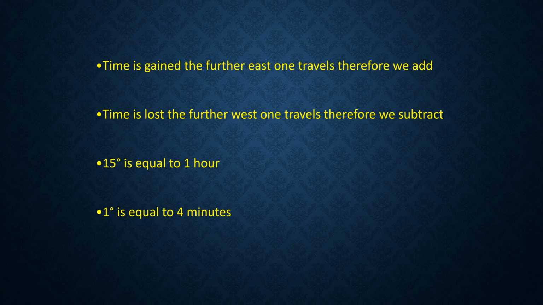When calculating time, we should keep in mind that time is gained the further east one travels. Therefore, we're going to add when we're calculating time. Time is lost the further west one travels. So we're going to subtract when we're calculating time. But also keep in mind, and this is very important, that 15 degrees is equal to 1 hour, and 1 degree is equal to 4 minutes. Note I said keep them in mind because as we calculate time, all of these factors are going to come into play, especially the last two.